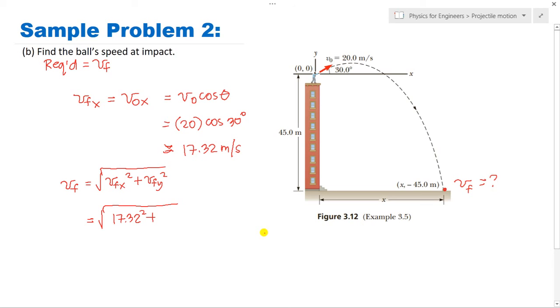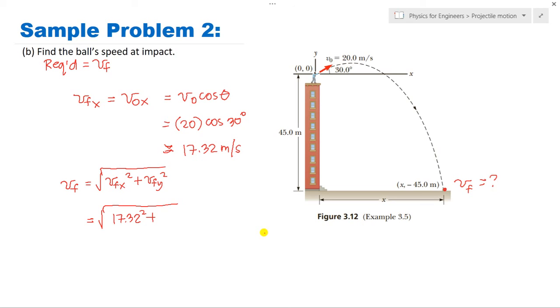Again, medyo na-erase yun, so i-recall ko na lang. So that is equal to our initial velocity. We have 20 sine of theta, no? So 20 squared, then sine 30 squared, minus 2 times 9.81 times delta y, which is negative 45.